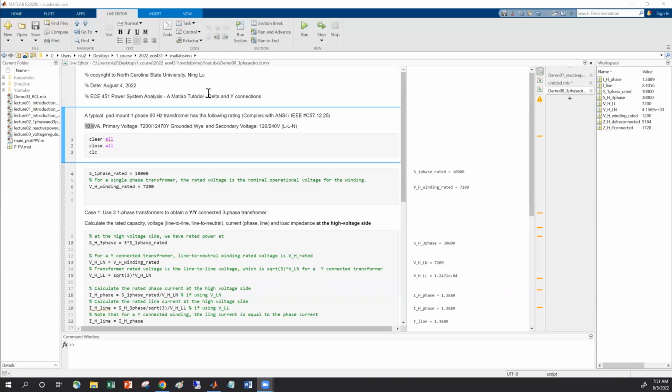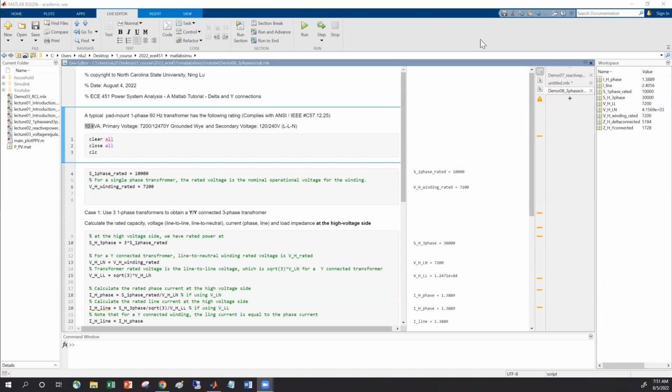Hello class, today we're going to go over three-phase circuit calculation. First, we are going to have three single-phase transformers. Let's say one, and this is one single-phase transformer. And then this transformer has a rated capacity of 10 kVA.